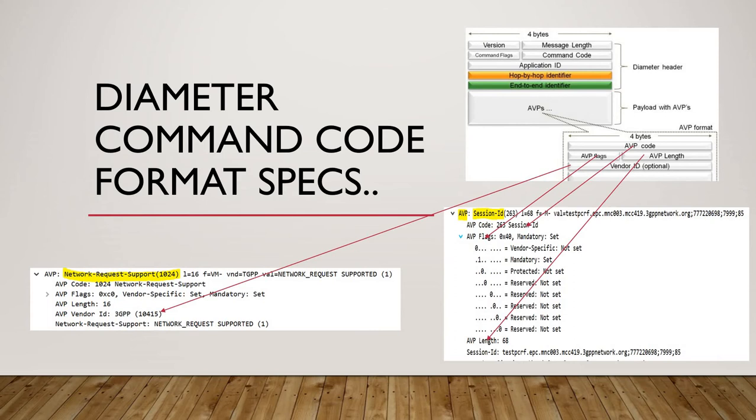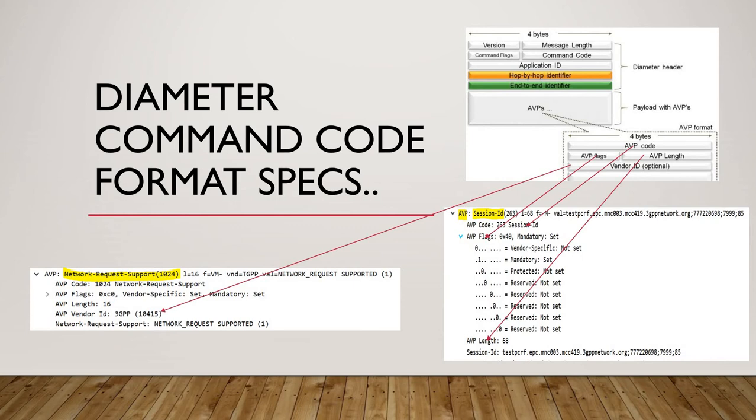Why vendor ID is there, and why it is optional: as I told you, Diameter is a base protocol, and all the industries and application providers create their applications using this Diameter base protocol. So IETF has given an option to those vendors that if they want to add their own AVPs, they have to provide this vendor ID as an optional parameter, so that the server can understand that this is an additional vendor AVP.